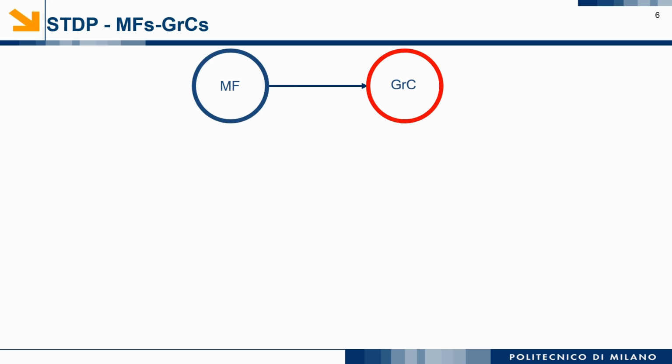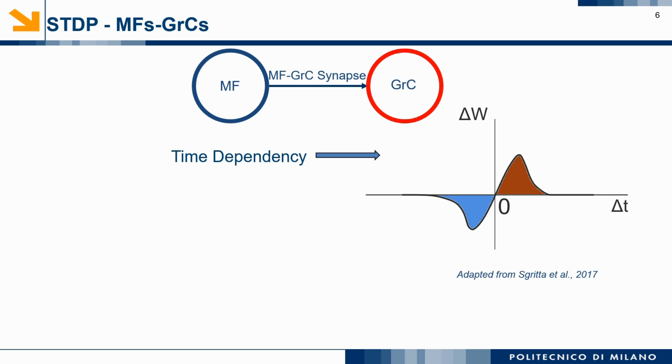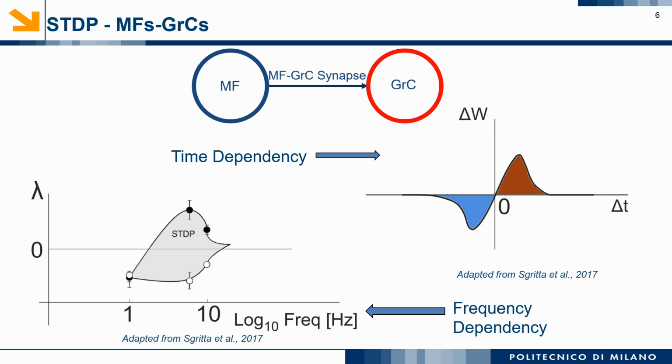We also focused on the mossy fiber granule cell synapse, which was not present in the simulator and was implemented by us as well. This specific synapse has a time dependency similar to the eSTDP one and a frequency dependency that will change the amplitude of the learning rule according to the modulation frequency of the input.